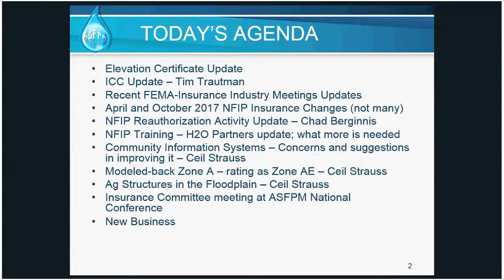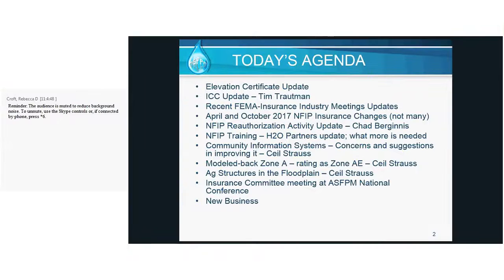The Community Information System that many of you are familiar with, CIS, it looks like it's going to be going through some modernization. So I asked Seal to be on the phone. In fact, Seal will take 3 of the topics in a row. Now there's discussion about model-backed Zone A, and hey, can we even use them for rating as Zone AE instead of the unnumbered Zone A?